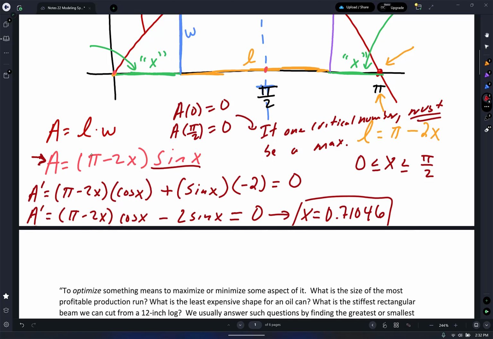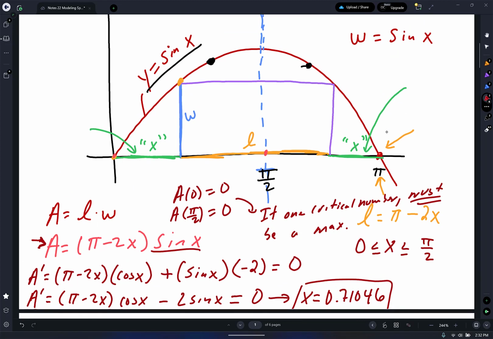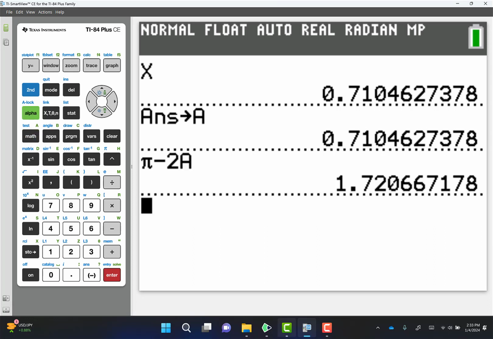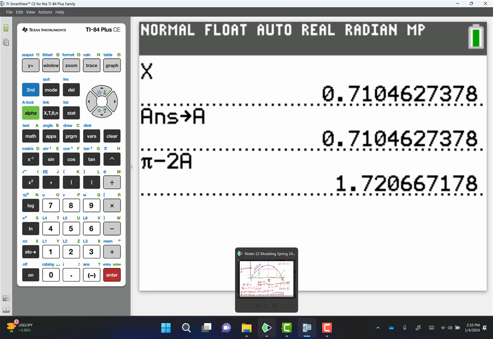Well, according to this, it says that length is pi minus 2x. So I'm going to write length equals pi minus 2 times 0.71046. I guess if you write a letter here, x equals a, you can write 2a. And my length equals, I go to my calculator. I'm going to go pi minus 2 alpha a. 1.72066.